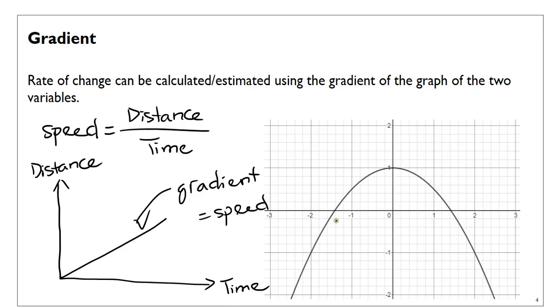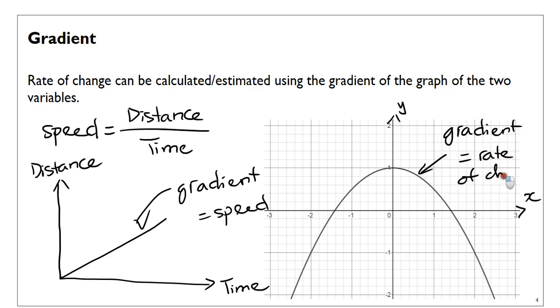Alternatively, you can have a curve. Depending on what two variables you're calculating, this can still be time, but I'm just going to go with x and y here. So the gradient of this graph is going to be the rate of change of y with respect to x. Okay, so the gradient of a graph is the way that you're going to estimate or calculate the rate of change between two variables. So that's the second word, gradient.